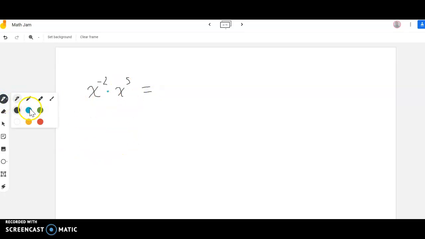So we would do the same. Are the bases the same? Yes, they are both x's. So let's keep that base and add our exponents here: negative 2 plus 5. A negative 2, let's say I owe 2. If I owe 2 and I add 5 to that, then I only have 3 left. There are more positives than negatives. So my final answer is x to the 3rd.